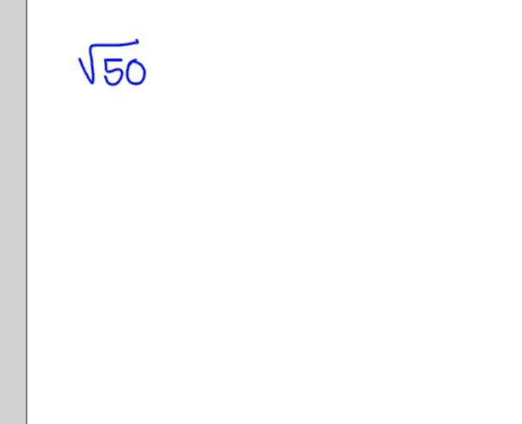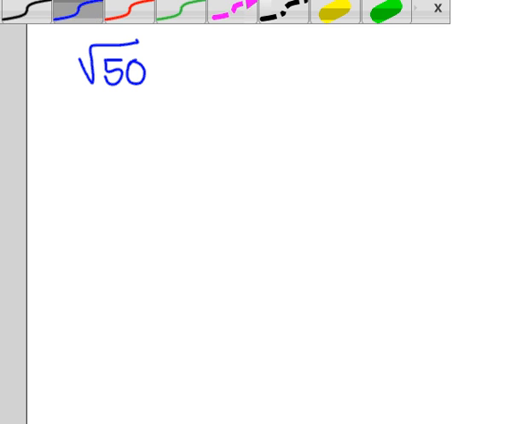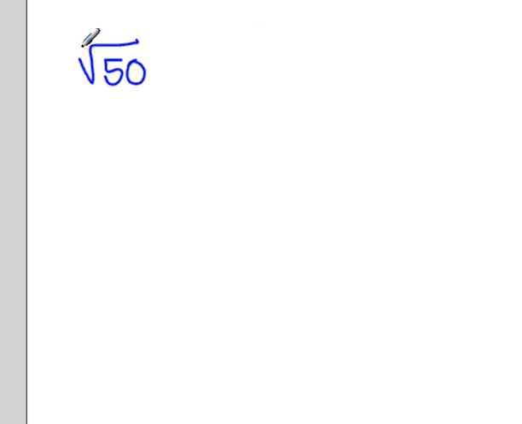All right, so for simplifying a radical, this is a square root. If there's no number here, we know that this represents an index of 2. It's a square root. So start by making a factor tree of your number. So 50 is equal to 2 times 25.